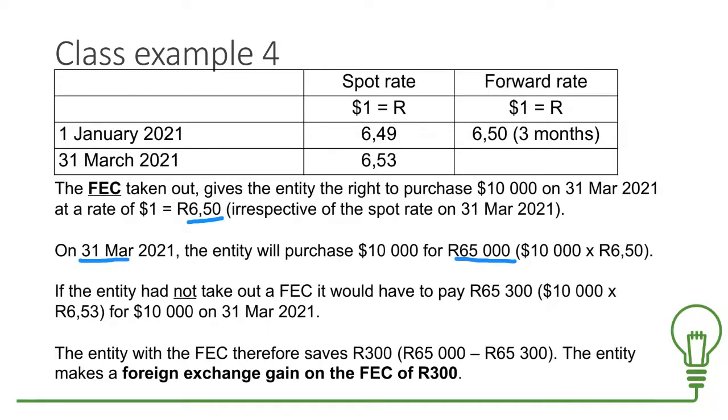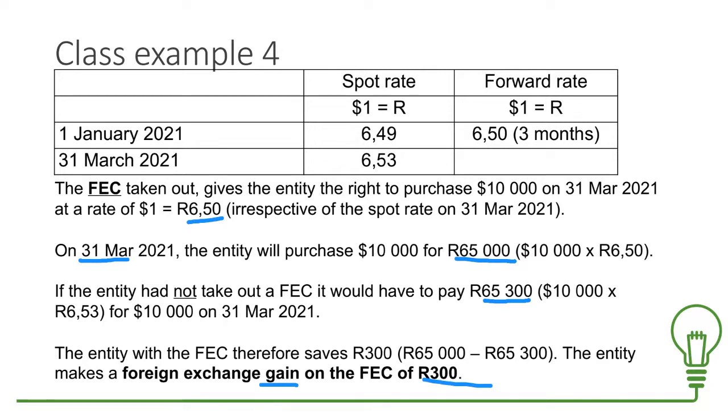So we pay the bank that money, but when we get the 10,000 US dollars in the market, the fair value of these 10,000 US dollars is actually 65,300. So it's actually more. We paid 65,000, we got 65,300. So we've made a gain on the FEC. We've made a profit on the FEC of 300 rand.